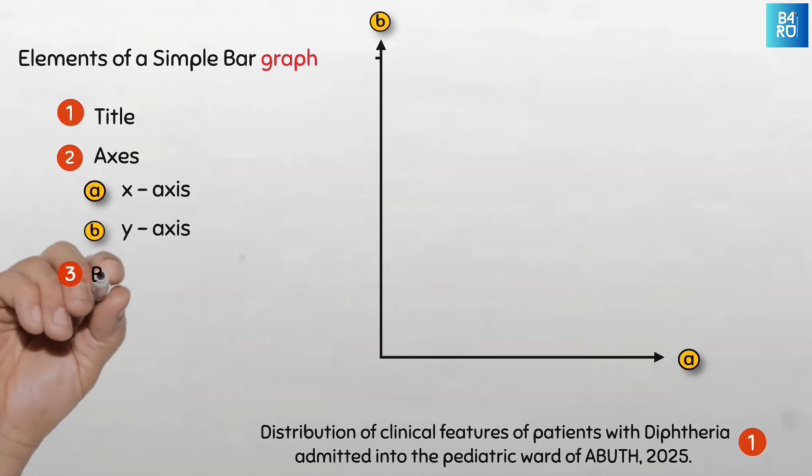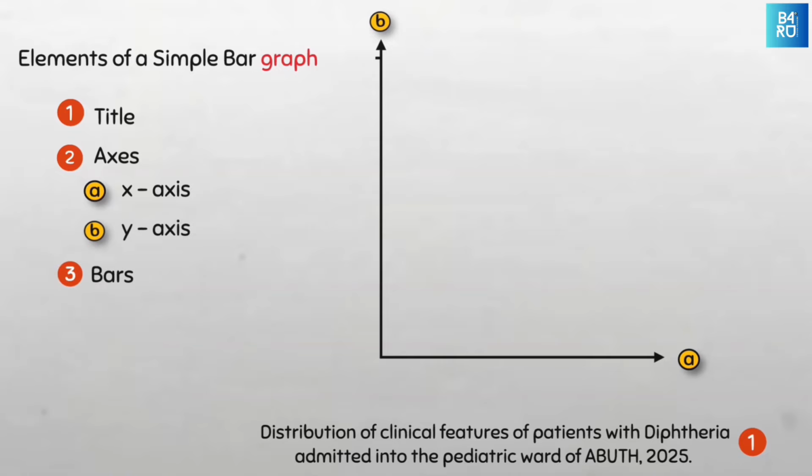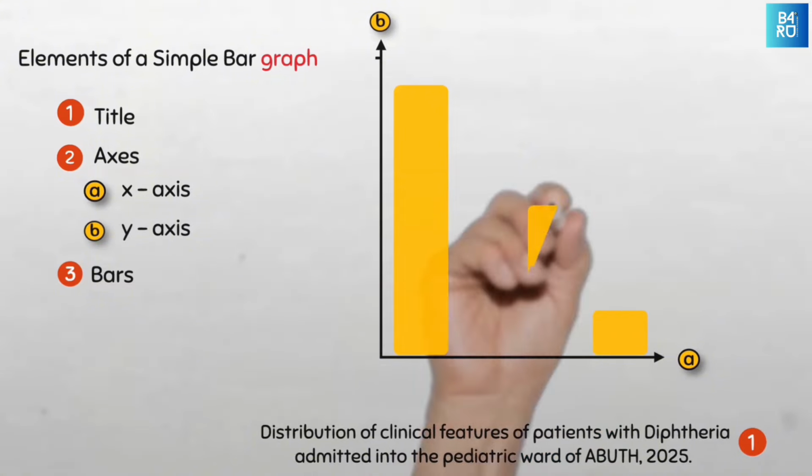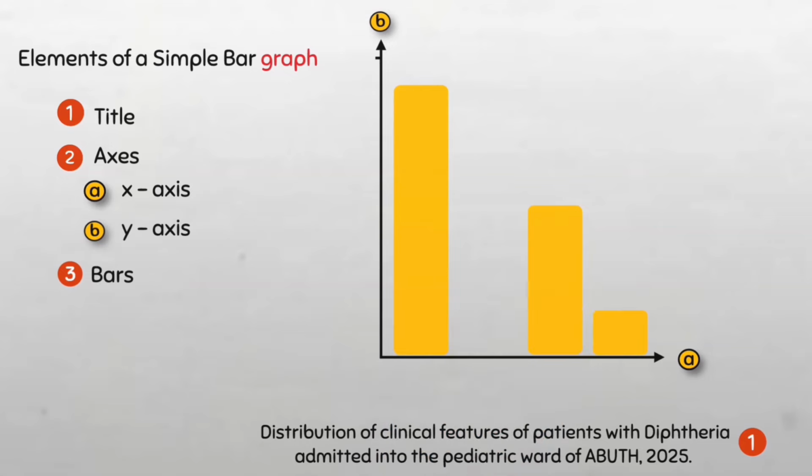And then number 3. Number 3 is the bars. These are rectangular bars representing the data. The height of each bar represents the value of each category. So each category of categorical variables is represented by a rectangular bar, and the length of each bar corresponds to the numerical value of the category. And this value is read on the y-axis. So let's tag this bar as 3.